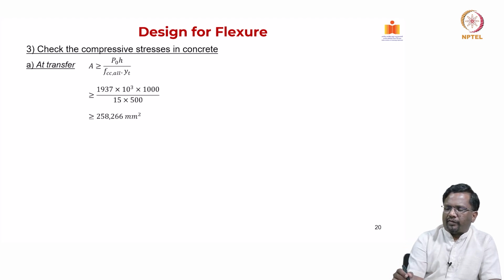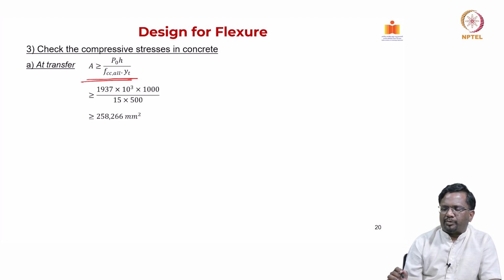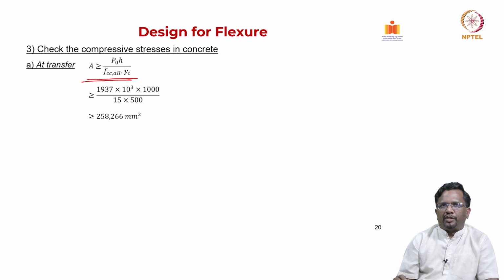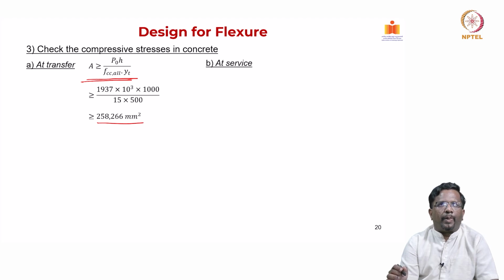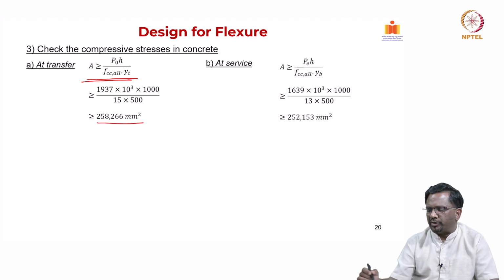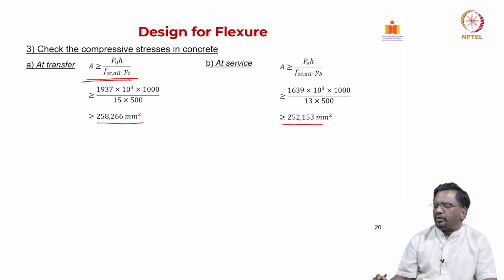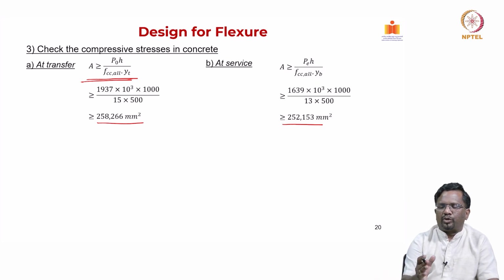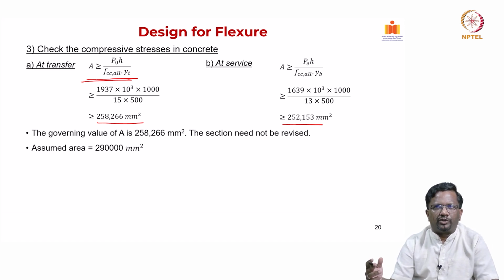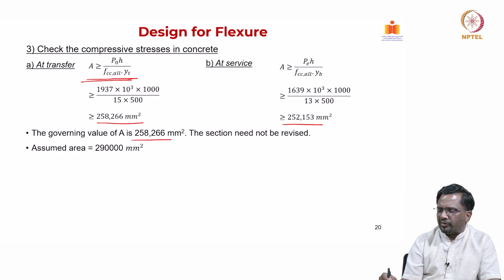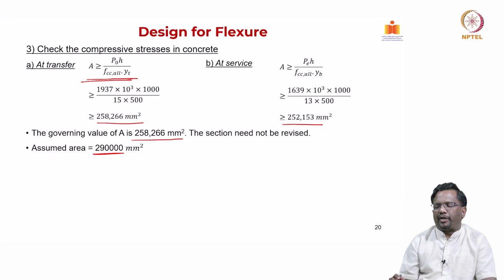Now transfer, again we have checked, area should be greater than P naught by fcc allowable. If you substitute that, it works out to be 258,266 mm². At service, if you run the same numbers, it should be greater than 252,150. Now which one would you choose? You have to select the area in such a way that both the transfer and service compressive stress limits are satisfied. So you have to choose a higher value, which is 258,266. Anyway, if you look at it, what we have provided is 290,000 mm², which is higher than 258,266.